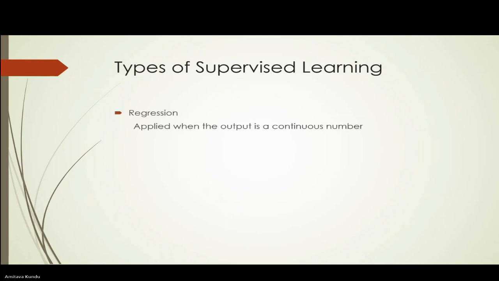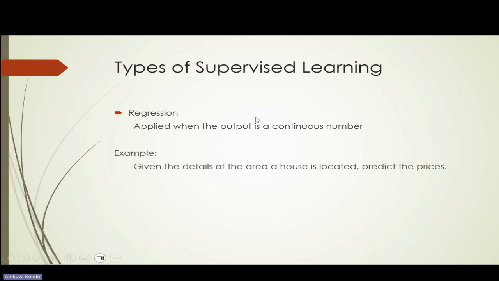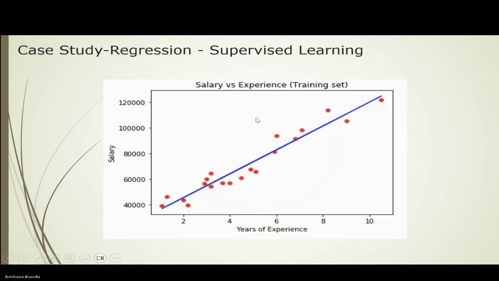Next, another type of supervised learning is called regression. So regression means what? Based on the info, you can predict the price of a particular flat. Based on the info, you're going to predict what should be the employee salary whose experience is 15 years. This comes under regression. So this is an example of regression.